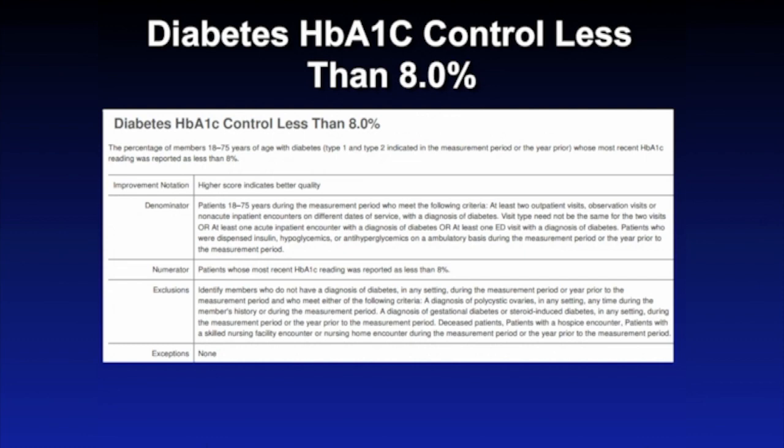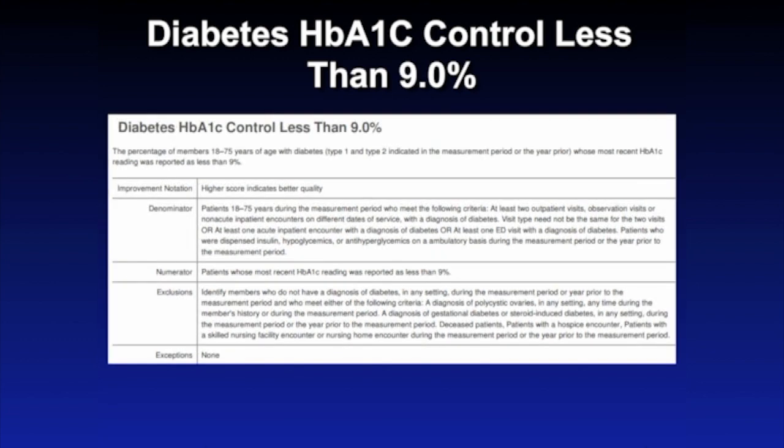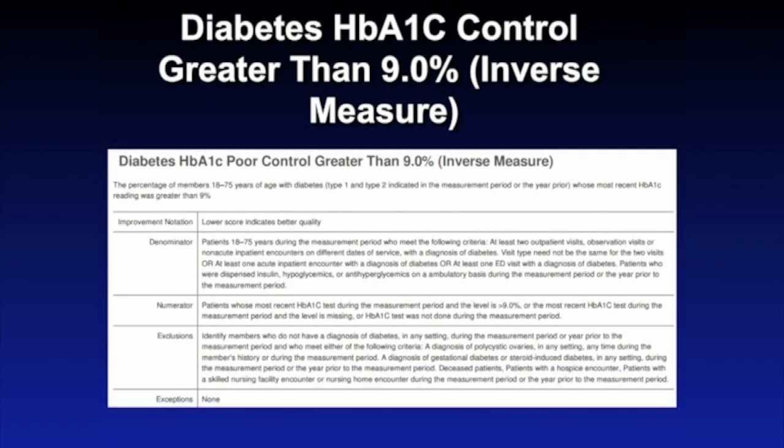Next, we have hemoglobin A1C less than 9, so that's the same denominator there. I'm sorry, that was less than 8. Now we have less than 9. And then this one is the inverse measure. So we're looking for the lower the score, the better. So this is going to be the same patients as the 9%. It's just flip-flopped, so the lower score indicates better quality. But we're still looking at the same denominator here.